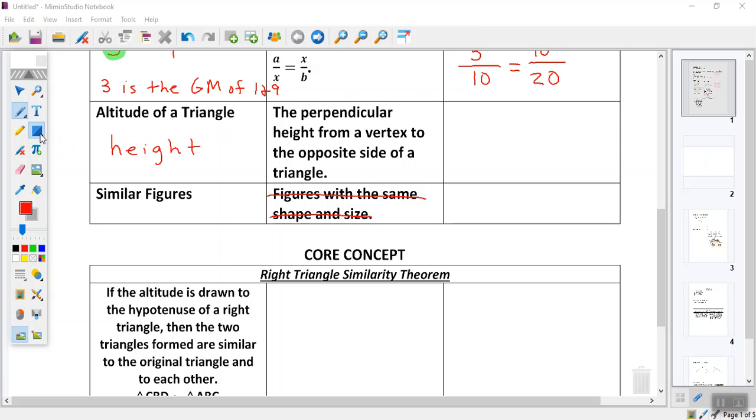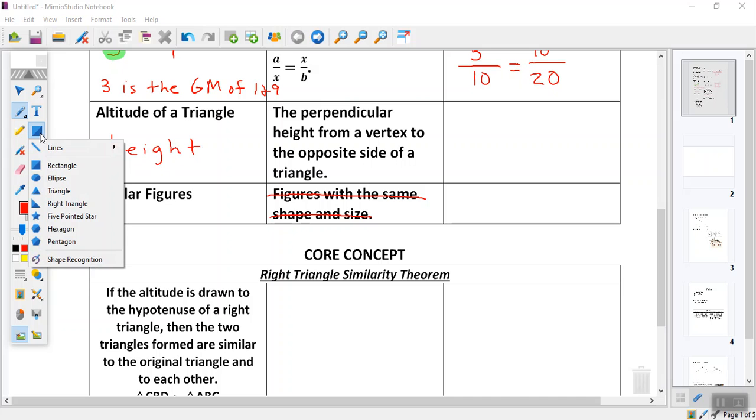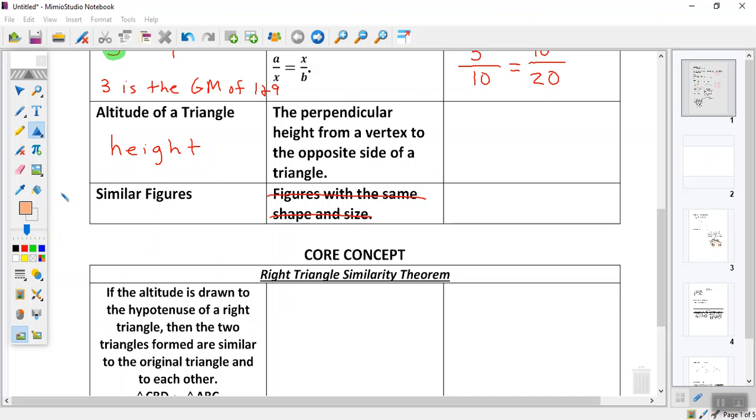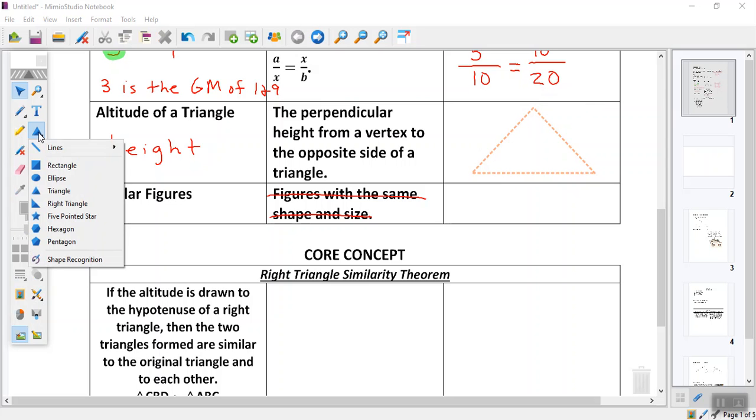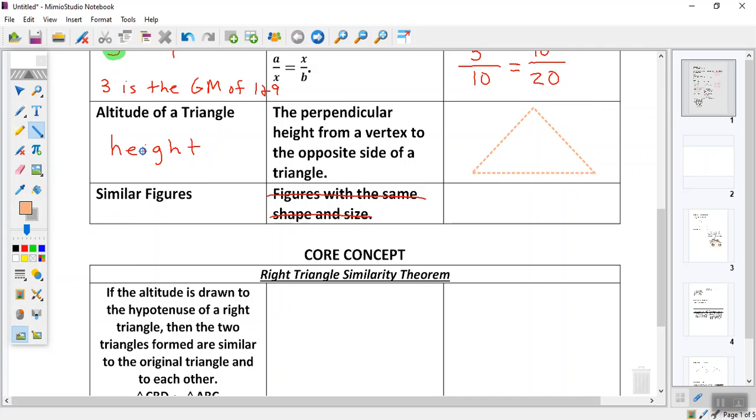I'll do my best to draw a little triangle. How's that triangle for you? I don't know why my sides are dotted today. I like the dot. Do you? You want me to keep the dots? Okay, I can do that. And altitude then, simply a what, kids? Height.